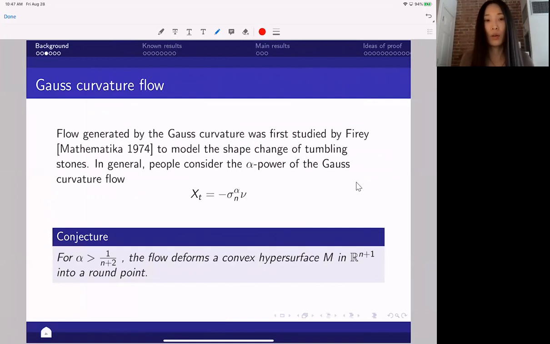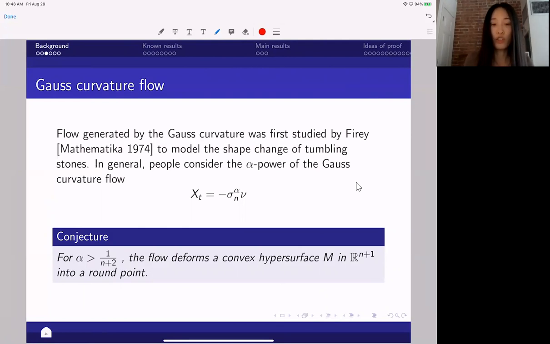So let's look at a very standard fully nonlinear curvature flow, which is the Gauss curvature flow. The flow generated by the Gauss curvature was first started by Firey in 1974. The purpose of it is to model the shape change of tumbling stones. In general, people consider the alpha power of the Gauss curvature flow, where the equation is x_t equals minus sigma_n to the alpha times nu, and here alpha is greater than 0.